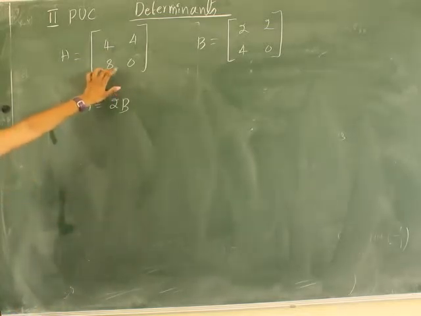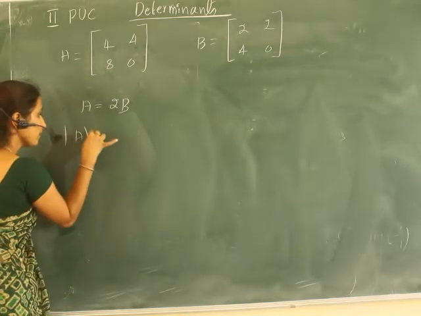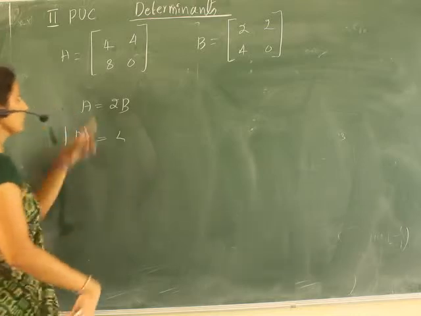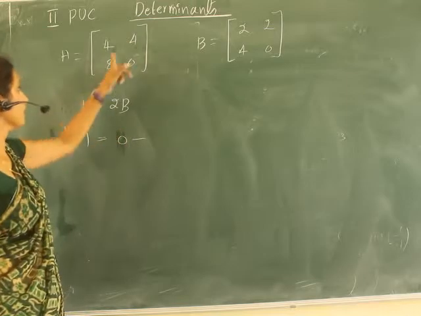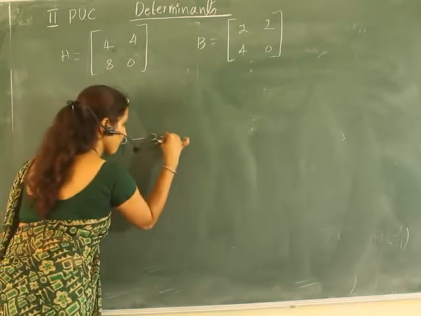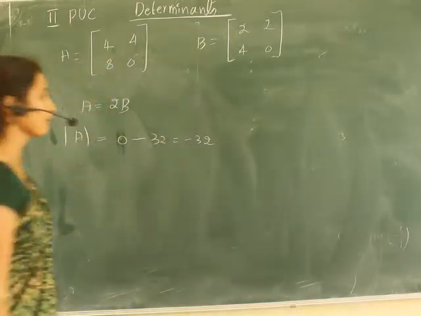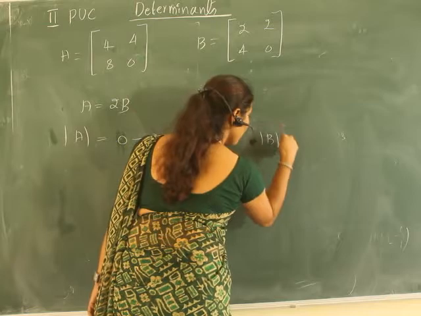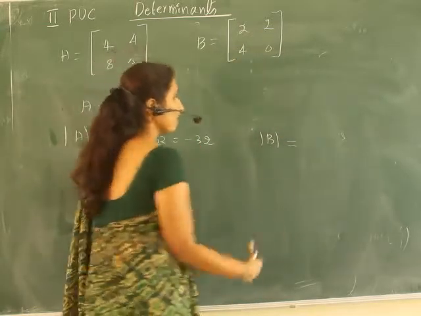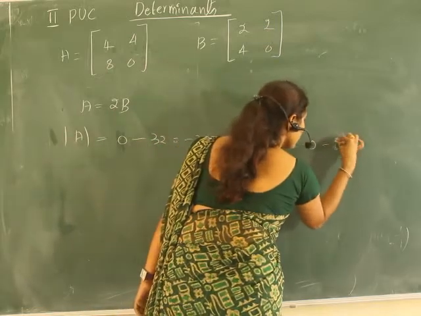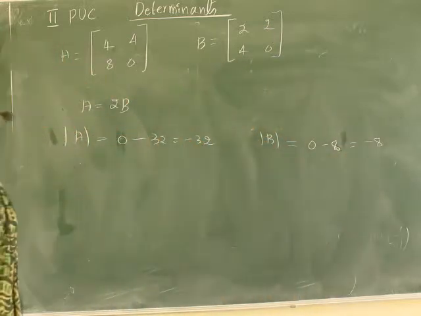Then if I find the determinant of A, what is it? Determinant of A will be 4 into 0 is 0, minus 8 into 4 is 32. This will be minus 32. And if I calculate the determinant of B, it is 2 into 0, 0, minus 2 into 4, which is 0 minus 8, equal to minus 8. So we got minus 8.